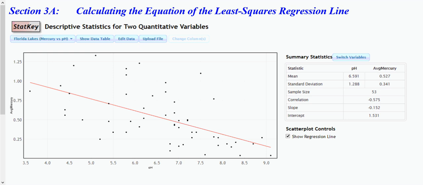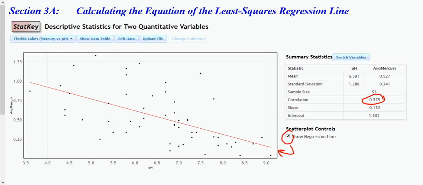So we said a TI can give you a regression line, but we will probably and most likely use StatKey most of the time. I've already showed you the link that would give us this. This is two quantitative variables. And if we simply toggle this right here, it'll give us the line that you see in red. Even if you don't toggle that, however, notice that on the right side you get the correlation coefficient, which is negative, which makes sense because it looks like a negative slope.